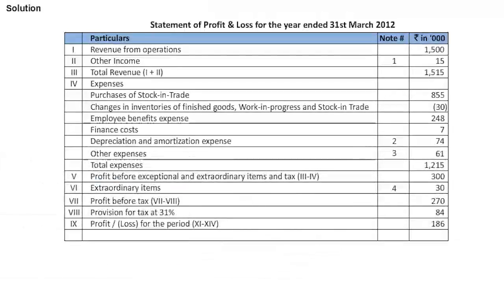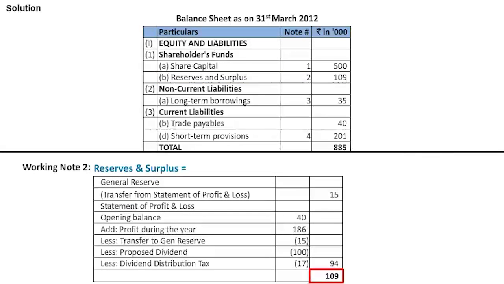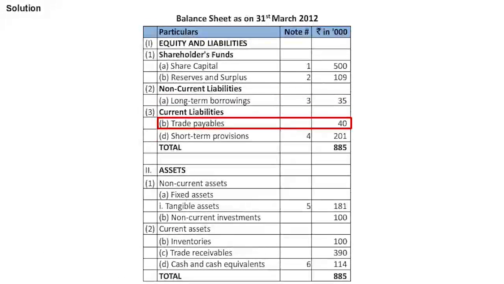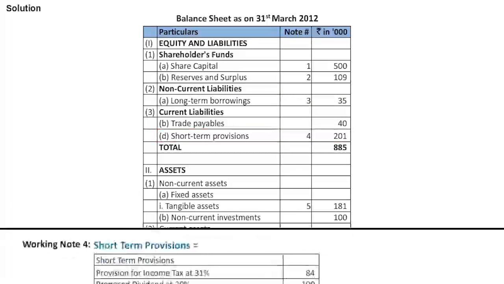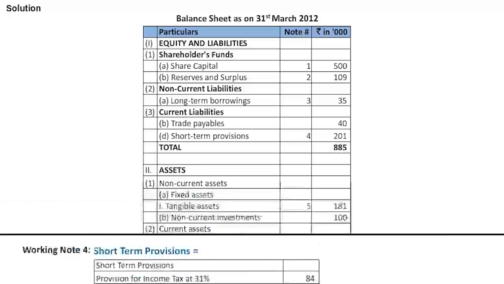So now the statement of profit and loss is over. Let us come to the balance sheet. Okay. Share capital we have already seen. 109 reserves and surplus. In notes to accounts we have already seen the breakup. So total reserves and surplus now 109. This is done. We have already seen. This is seen. Short-term provisions, note number 4. These are the 3 numbers that we have already seen. So sum 201. Already done.